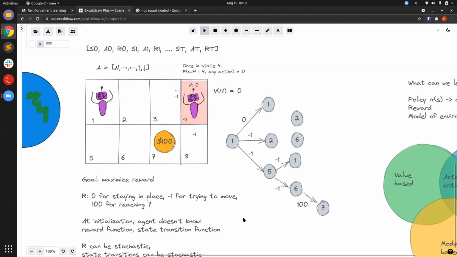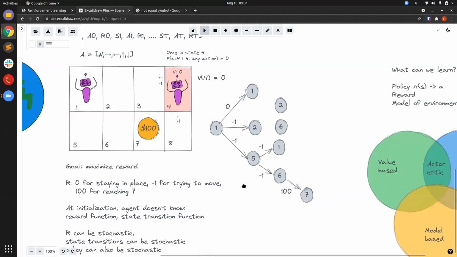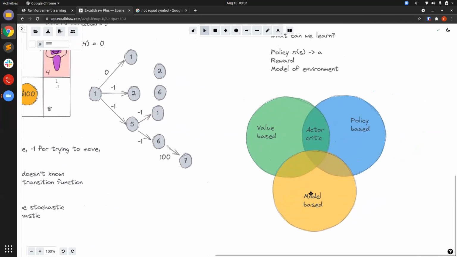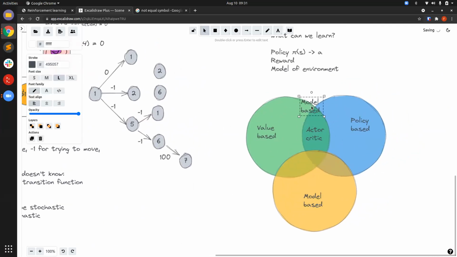Now, of course, we might not always have a model. We might not always be able to learn a model. But there's this whole category of reinforcement learning agents that are model-based. And then we have some that are model-free. So those that do not try to learn a model or that don't use a model, but that just interact with the environment by trial and error. Okay, so that's our categorization of reinforcement learning agents based on what it is they're trying to learn.